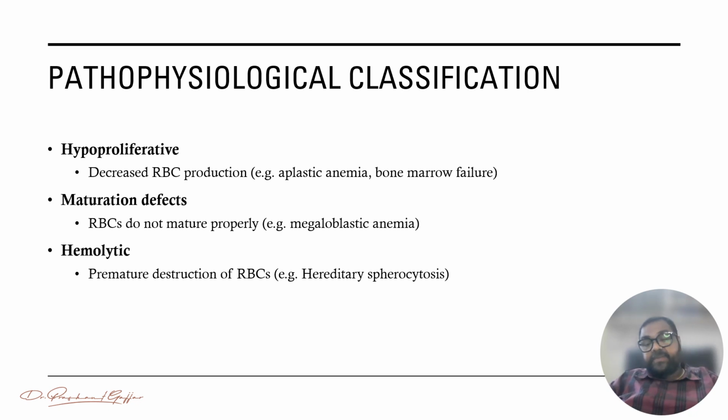So hereditary is spherocytosis. So the RBC will not have a proper shape, and the body will destroy it prematurely in an autoimmune way. So this is the pathophysiological classification of the anemia.